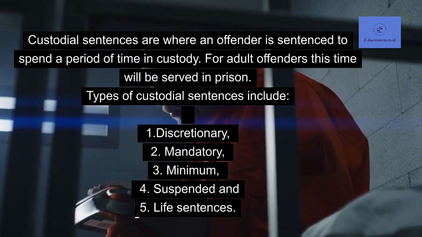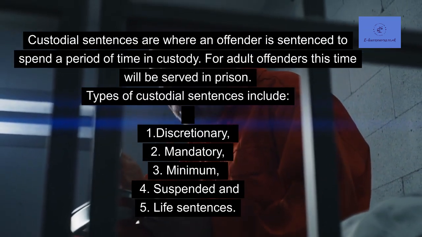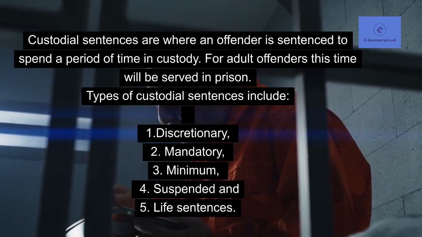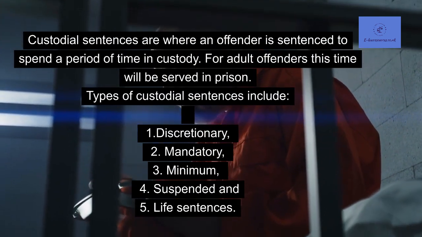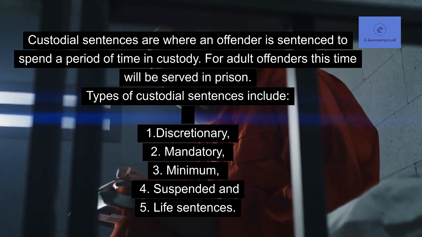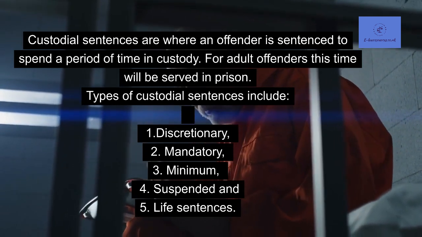Custodial sentences are where an offender is sentenced to spend a period of time in custody. For adult offenders, this time will be served in prison. Types of custodial sentences include: 1. Discretionary, 2. Mandatory, 3. Minimum, 4. Suspended, and 5. Life sentences.